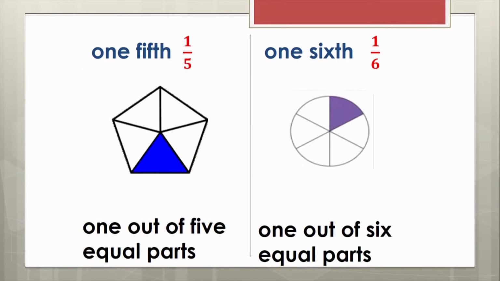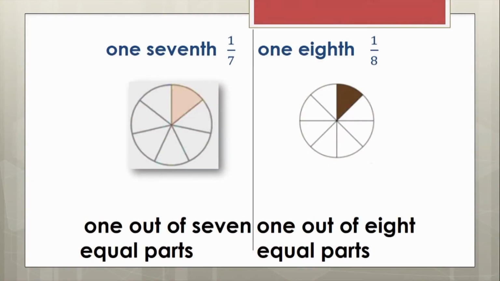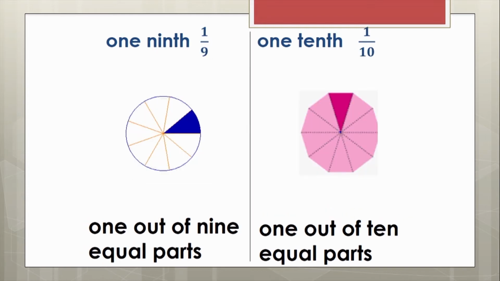1/6, 1 out of 6 equal parts. And you have to remember that the number underneath is the denominator, and the denominator tells us how many parts the whole is divided into. 1/7, 1 out of 7 equal parts. And when you say these numbers, you have to remember to pronounce your TH at the end. Okay, 1/8, 1 out of 8 equal parts. We have 1/9, 1 out of 9 equal parts, and we have 1/10, 1 out of 10 equal parts.